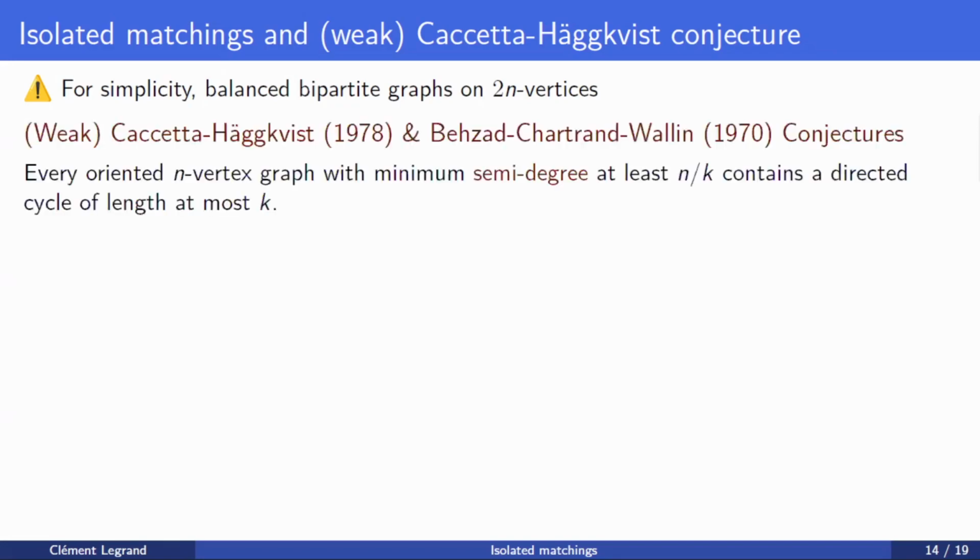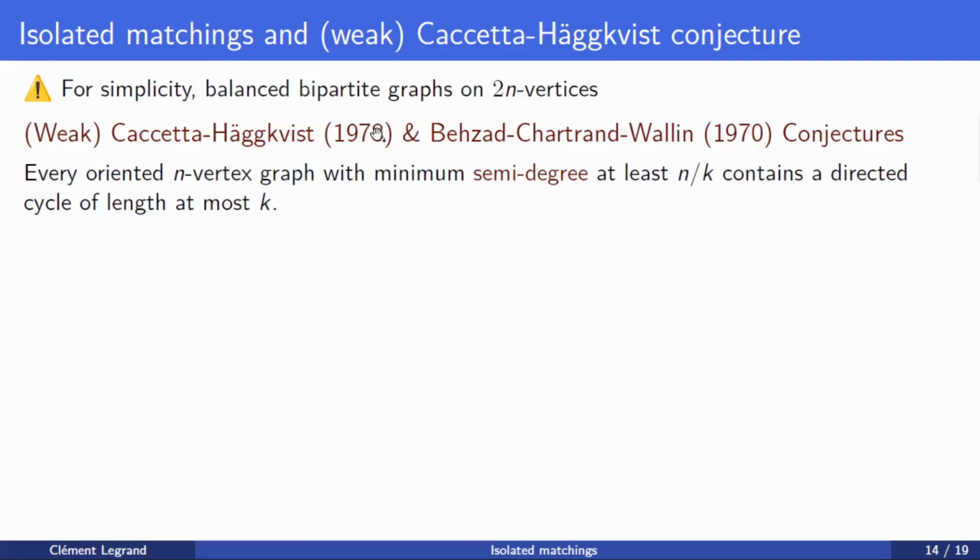So the conjecture of Caccetta-Häggkvist asks what is the minimum out degree that a graph needs to have before it has some directed cycle of length at most k. Okay, so I'm taking some oriented graph and I want a cycle of length at most k. What is the maximum out degree I can have before this happens? And so what they conjectured is that if my minimum out degree is n over k, then I contain a cycle of length at most k.